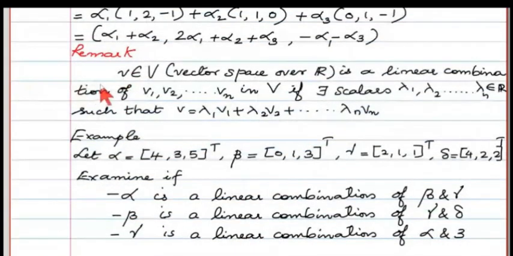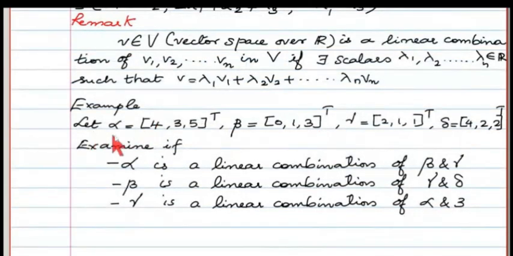So remark: V, an element of a vector space over R, is a linear combination of V1, V2, etc. Vn in V, if there exist scalars lambda 1, lambda 2, etc. lambda n, elements of R, such that V equal to lambda 1 V1 plus lambda 2 V2 plus etc. lambda n Vn.